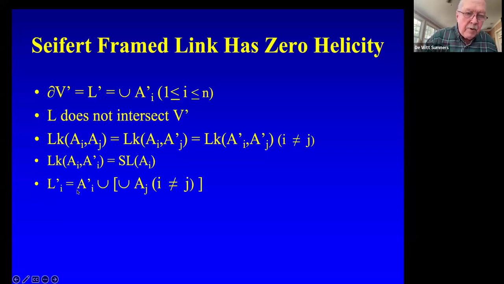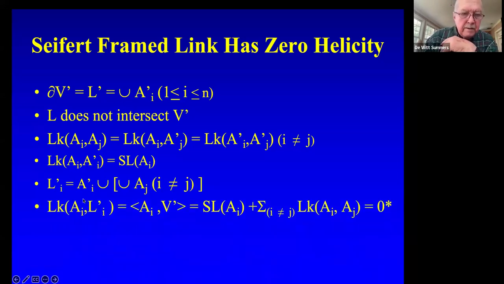If I take Li prime to be the push-off of AI union all the other AJs, so I different from J, the linking number of AI with Li prime is equal to the intersection number of AI with V prime. So that gives you the self-linking number of AI plus the summation of all the other linking numbers, AI with AJ for I different from J. And this is equal to zero because the intersection is the empty set. So you get zero for every I here.